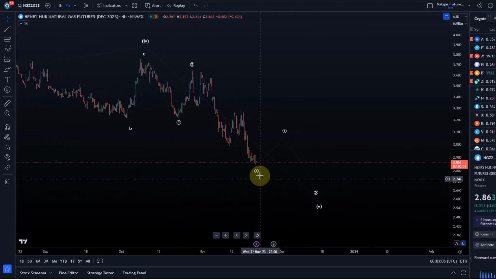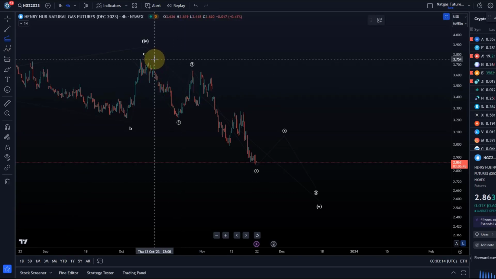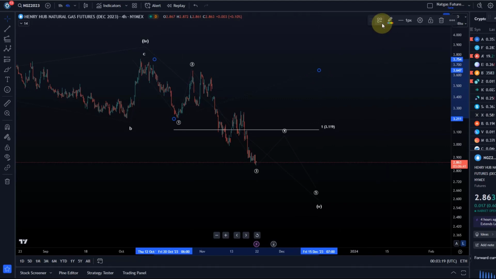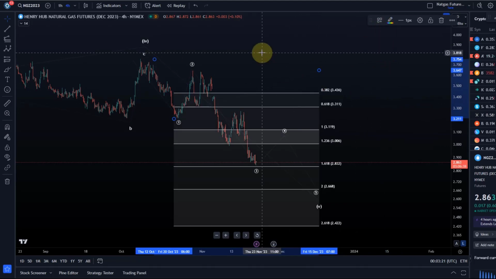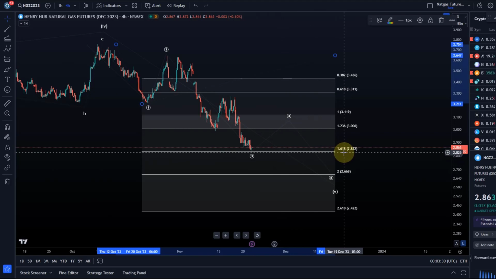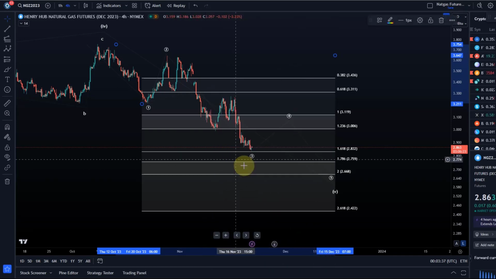If I'm calculating here the ideal fibs for this third wave, what we do is we take the length of wave 1, go to the high of wave 2, and then I just need to activate all the fibs. So what I would be watching for is here the area between $2.83 and... that's the 1.618 extension, and we want to add the 1.786. So this would be the ideal range.